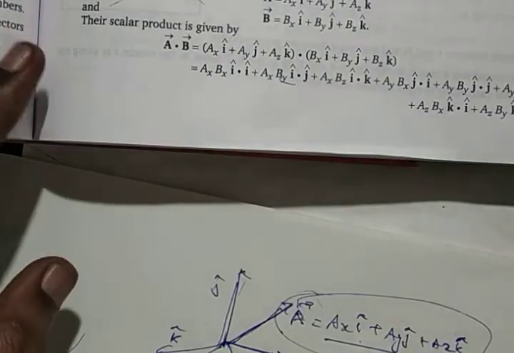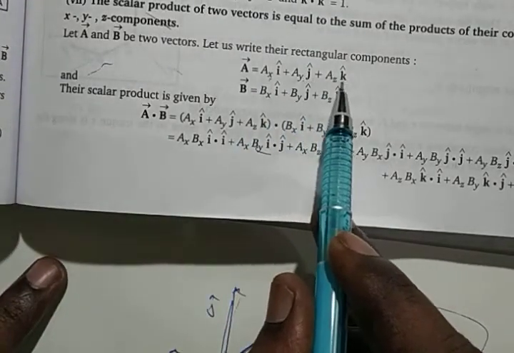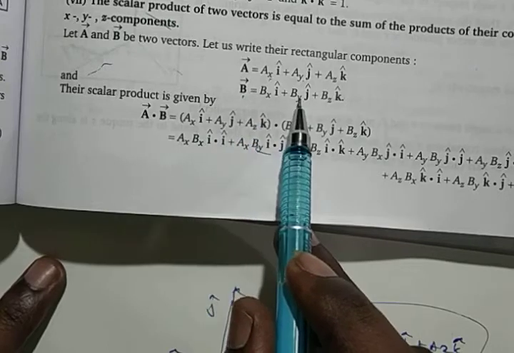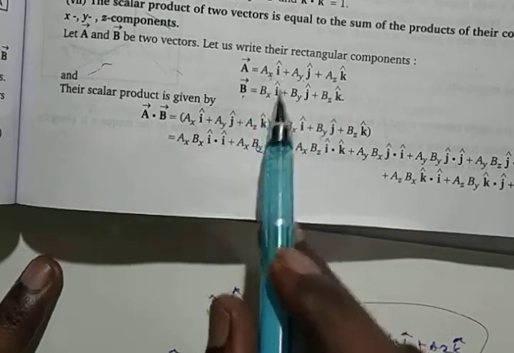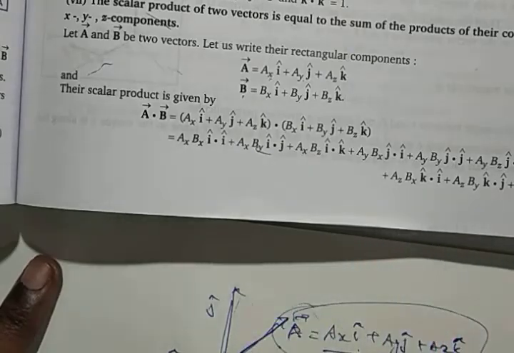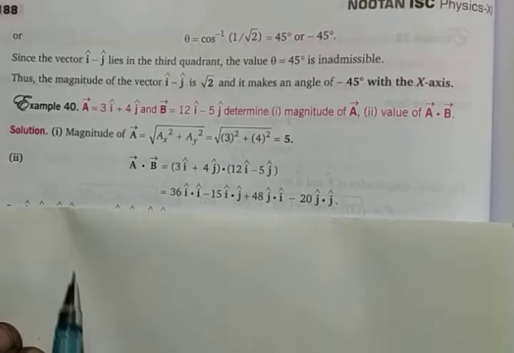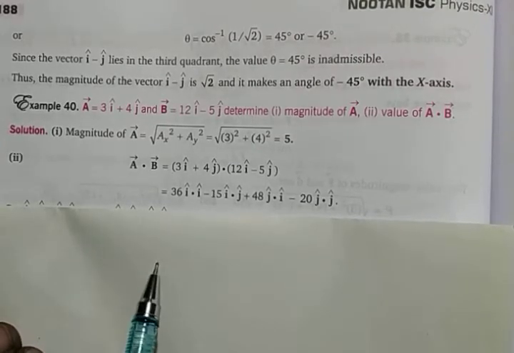Look at this one, that's the way it is represented: AX I cap, AY J cap and AZ K cap. B is also equal to BX, BY and BZ. These two can be taken as a dot product and you will get the answer. I'll do an example on this one, and you will understand clearly. So let us do a numerical, you will understand a little better, and with that I will close.